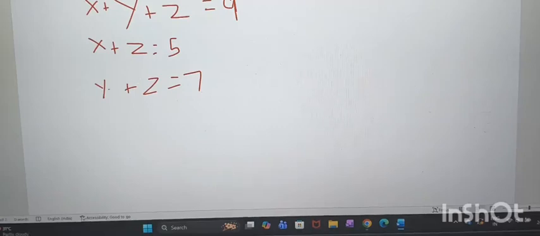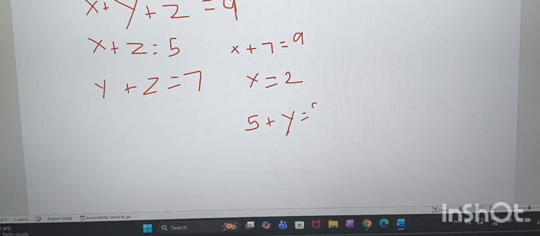So one simple way is, see, y plus z value is given as 7. So put it in the first equation. y plus z is 7. Then x plus 7 will be 9. Then what will be the x value? 9 minus 7, that is nothing but 2. Now similarly, if you want y value, you can put x plus z, 5 is given. So instead of x plus z, put 5. Then it will be nothing but 5 plus y is equal to 9. Then 9 minus 5, y value is nothing but 4.